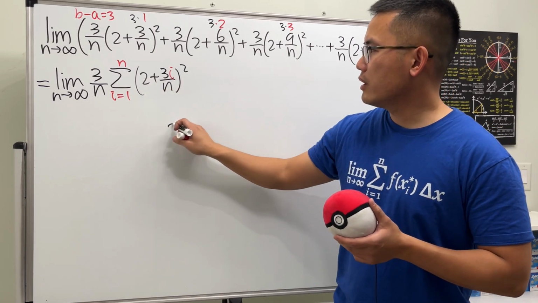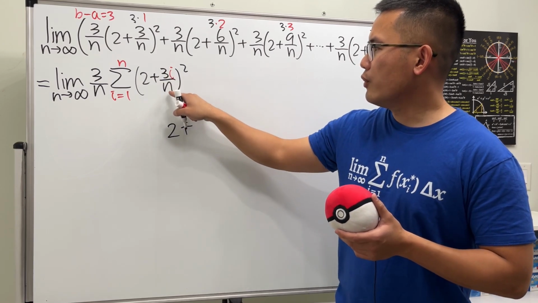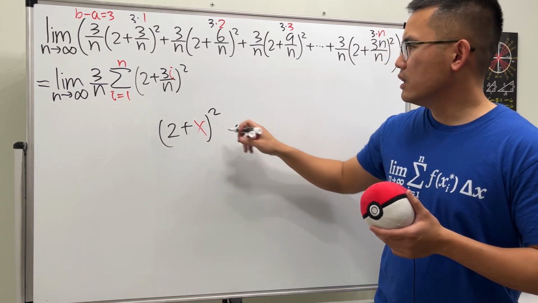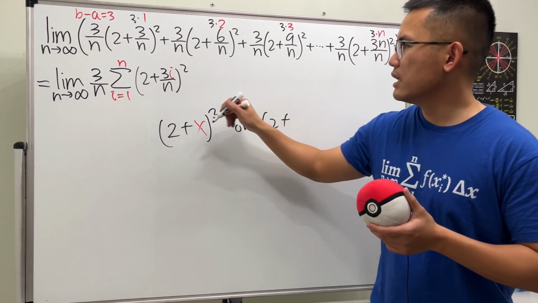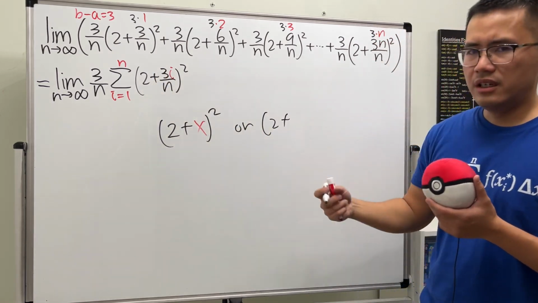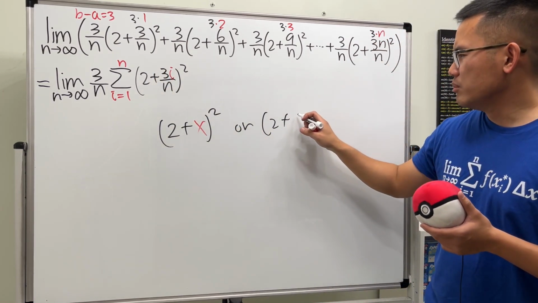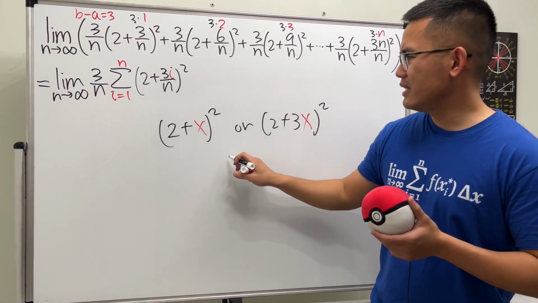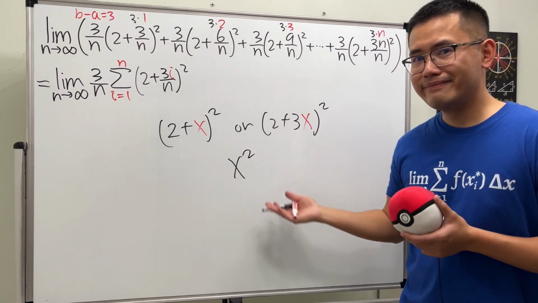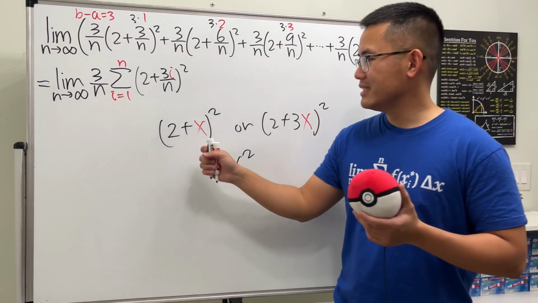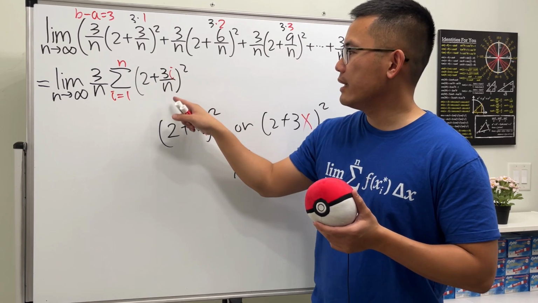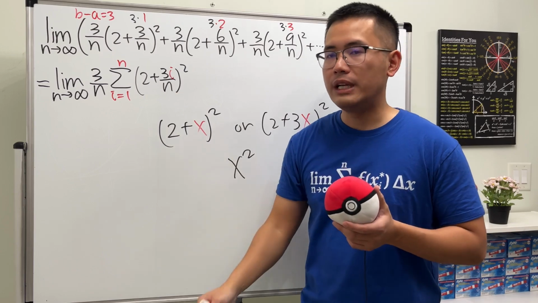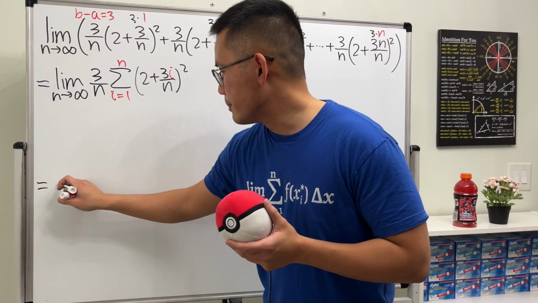We see the 2 right here plus, okay, 3i over n. So is it just x and then square? Or is the function 2 plus, maybe the 3 has to be in the front because earlier we had that i over n, right? So maybe it says 3x and then square. Or is it just x squared? Which one? The answer is this one. We pay attention to the 3i over n because we have that 3, so you have to put the 3i together. Okay, so here's the picture for you guys.